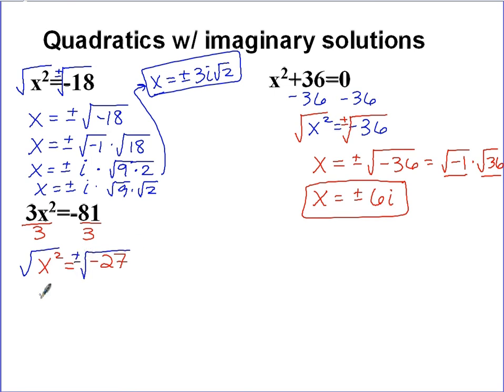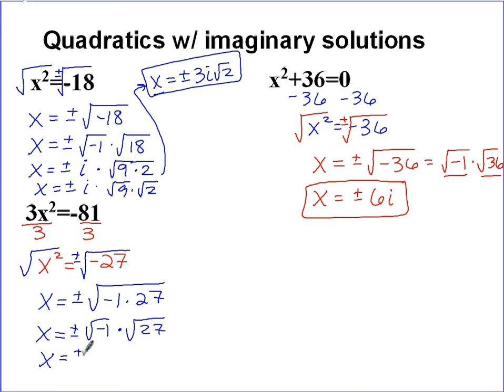Okay, then as we're trying to simplify this, we would split this up to negative 1 times 27. So we can get x equals plus or minus the square root of negative 1 times the square root of 27. The square root of negative 1 is i. And the square root of 27, if we want to simplify that radical, we need to think of the largest perfect square that goes into 27. And the largest perfect square that goes into 27 is 9. So this would end up being x equals plus or minus i times the square root of 9 times 3.